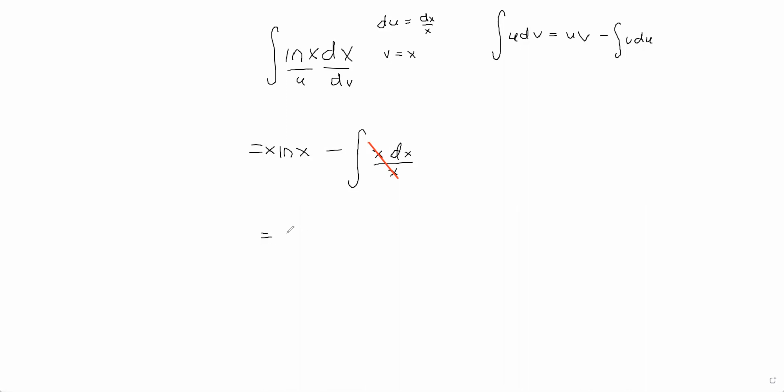So we're going to do x natural log of x minus the antiderivative of dx, which is just going to be x. Let's see. Bam. There, we're done with that one.